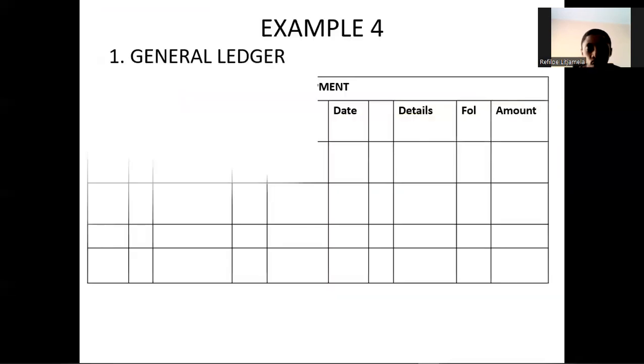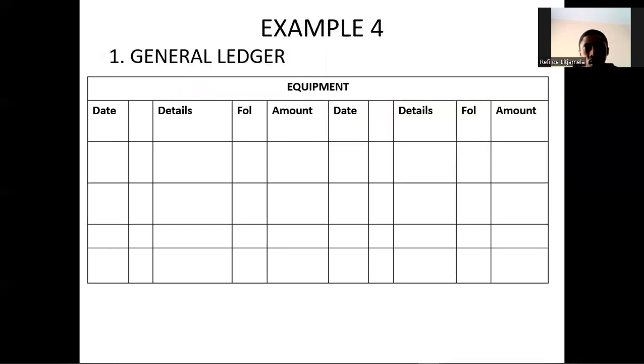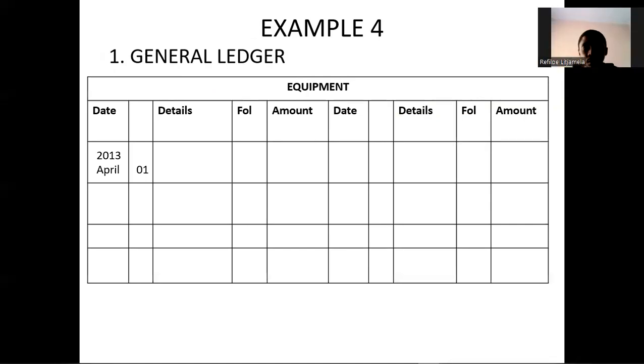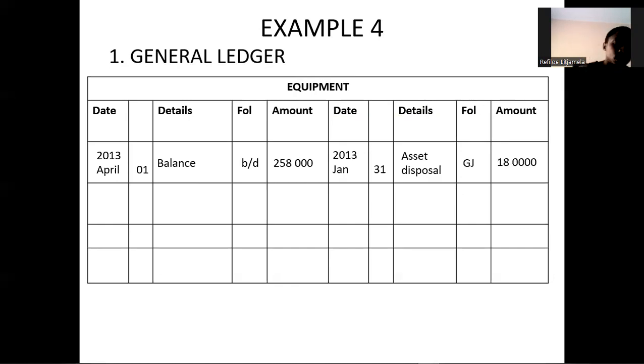So to record this, we will record the balance on the debit side, and the balance on equipment at the beginning of the year will be 258,000. From that 258,000, we will simply subtract the cost of the equipment that has been sold. So we have balance at the beginning of the year, which is 258,000. You minus the cost of the equipment that has been sold, which was 18,000, not 180,000. Put in extra zeros there by mistake. Okay.